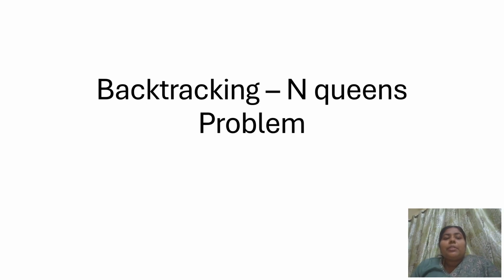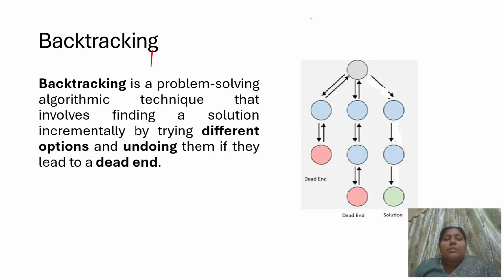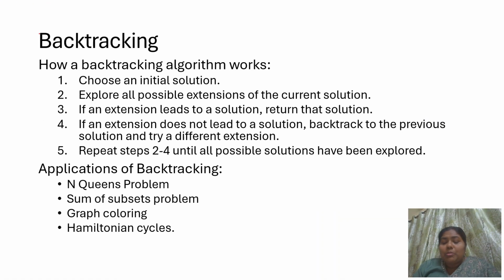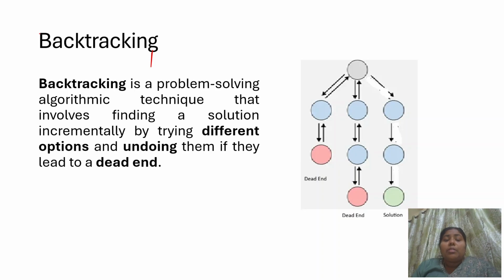So in this video, I am just going to explain an interesting topic called backtracking with the N Queens problem. First of all, I want to tell what is backtracking. Backtracking is a problem solving technique. It finds a solution by trying different options. Normally, backtracking is explained by means of a state space tree.